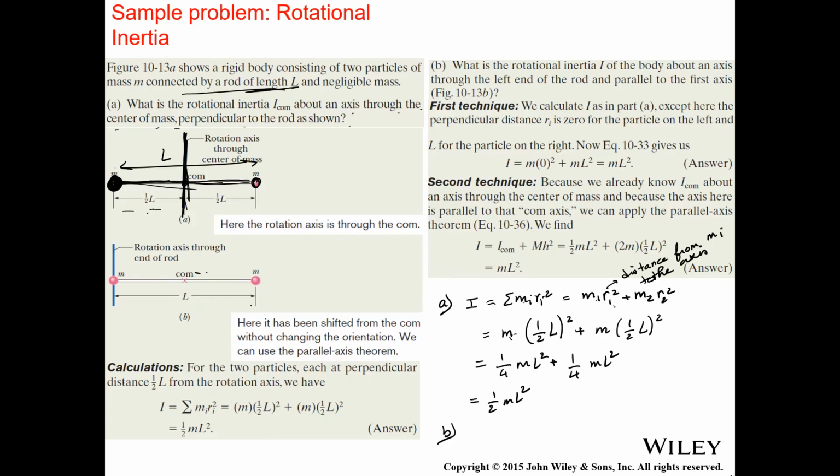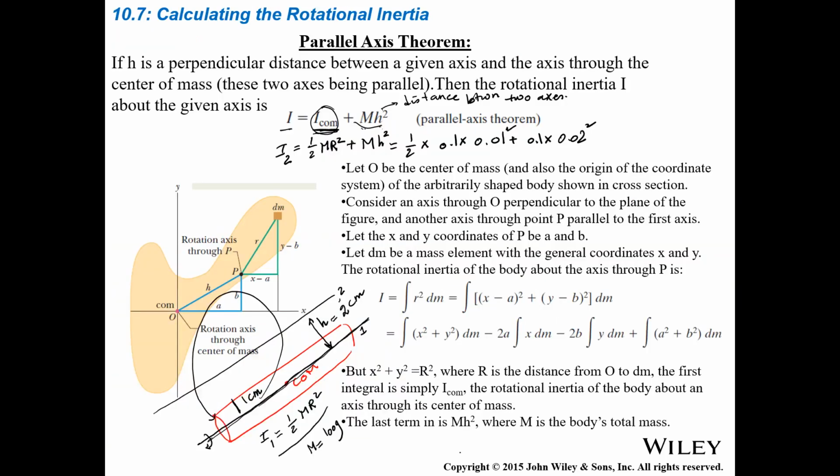Now I also have part B. What is the rotational inertia of the body about an axis through the left end of the rod and parallel to the first axis? So now I have a new axis, which is this one. This is part B. The axis is in the left end, but it's parallel to the first one. So I can directly apply what? The theorem we took here, the parallel axis theorem.